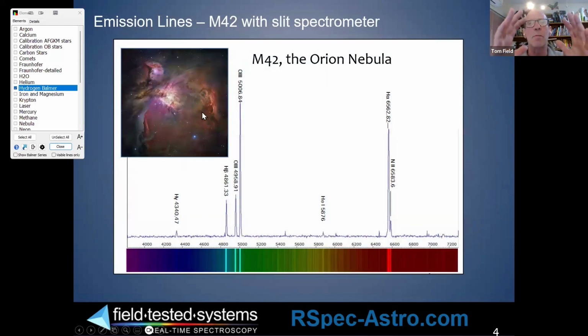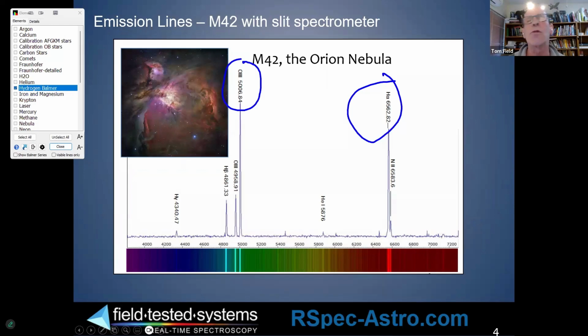Even though it's an extended object, because you have a slit on your spectroscope, you can see features like hydrogen and oxygen. This, of course, is the birthplace of stars, as opposed to M57 that we saw a moment ago, which is more or less a graveyard.